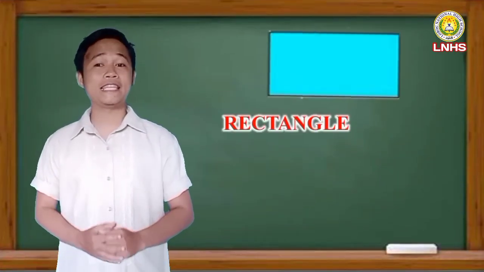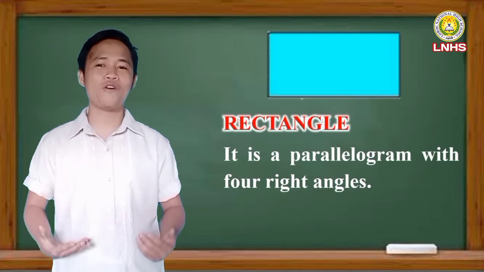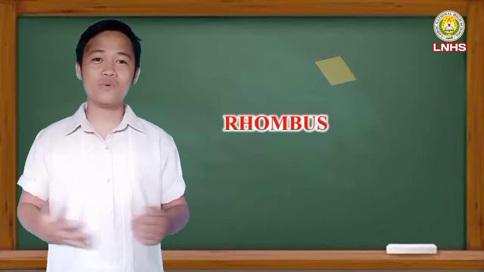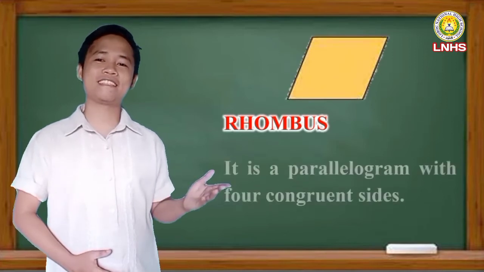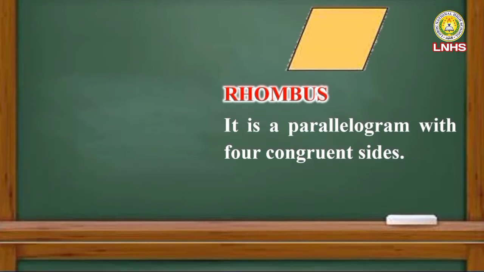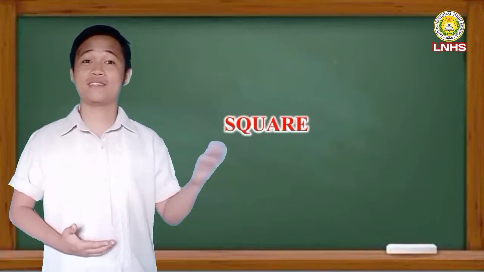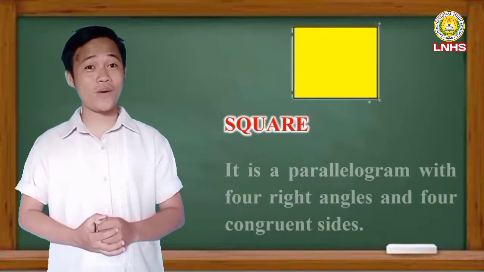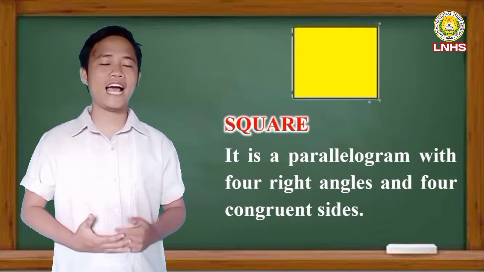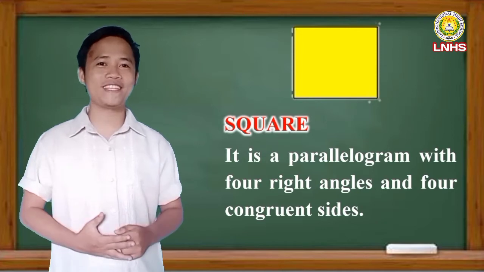Rectangle. It is a parallelogram with 4 right angles. And also we have rhombus. It is a parallelogram with 4 congruent sides. We have also square. What is a square? It is a parallelogram with 4 right angles and 4 congruent sides.